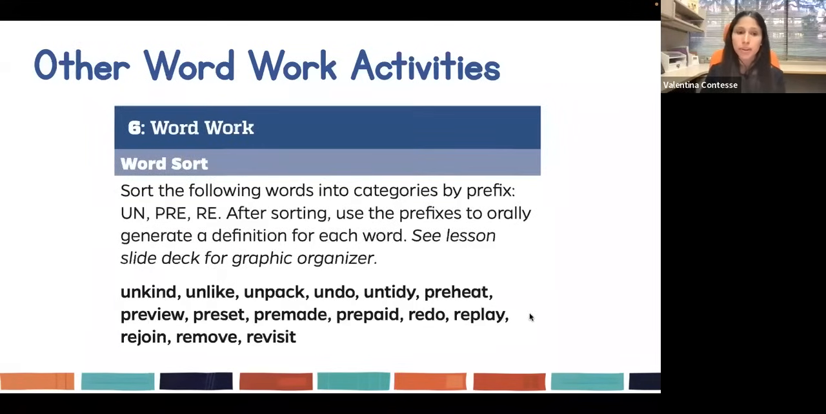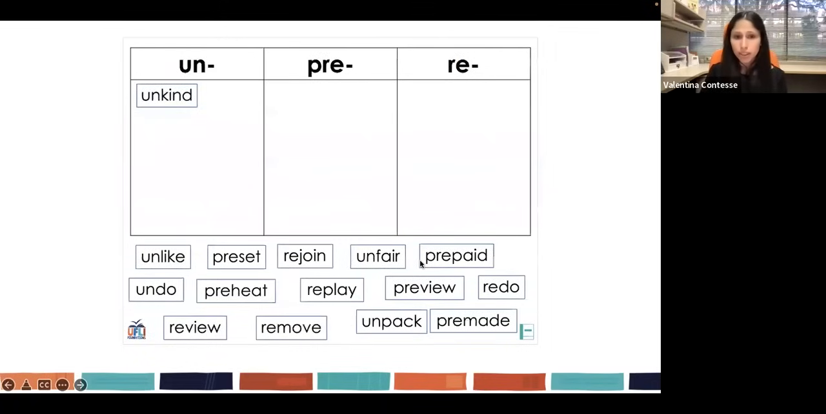Here's another example. This one says word sort. So this is a lesson much later in the scope and sequence that focuses on prefixes, as you see here with un, pre, and re. And so this activity engages students in using the prefixes to sort the words and also discuss definitions of each word. And once again, this one says, see lesson slide deck for graphic organizer. So here's an image of, once again, an example of these types of activities that have visuals built into the slide decks.